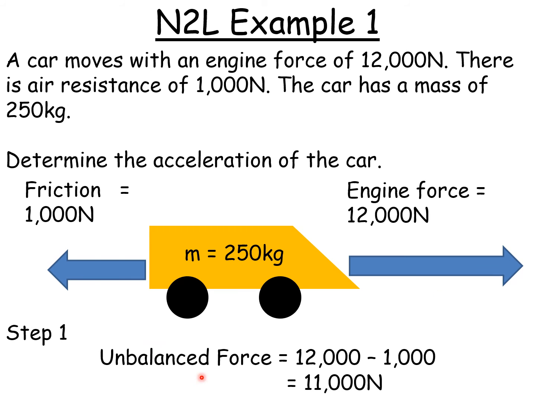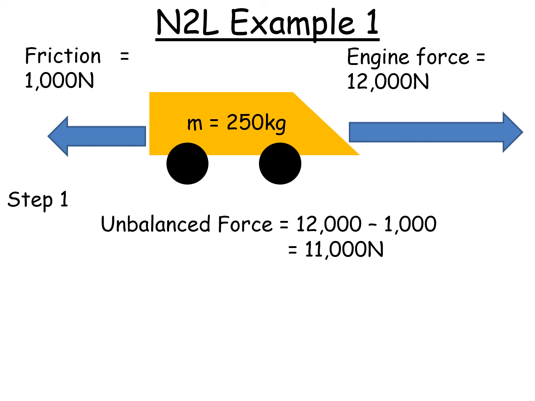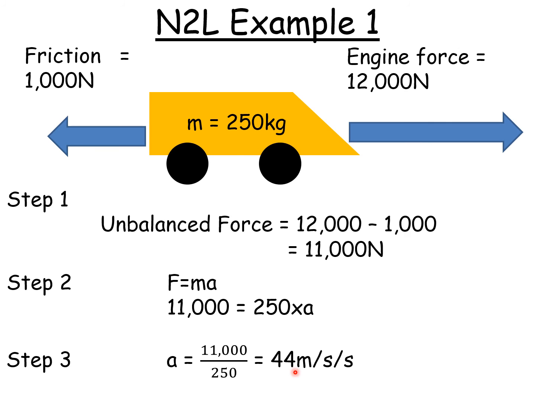So step 1, find the unbalanced force. So we've got 12,000 minus 1,000, which is 11,000 newtons. And then step 2, we write down our equation, F equals ma. We plug in the values that we've calculated so far, and then we rearrange it for acceleration, and that gives an answer of 44 meters per second per second.